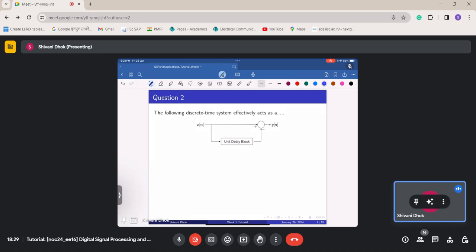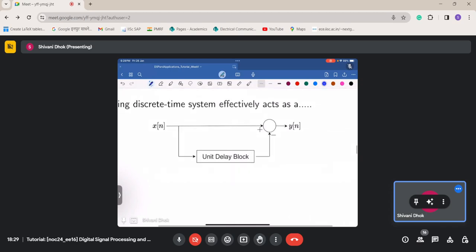So question 2 says: the following discrete time system effectively acts as a what? We are given the block diagram of this system. So how does it act, what does it act as? In order to find that, let us first find the input output relation, that is the relation between this output yn and this input xn.